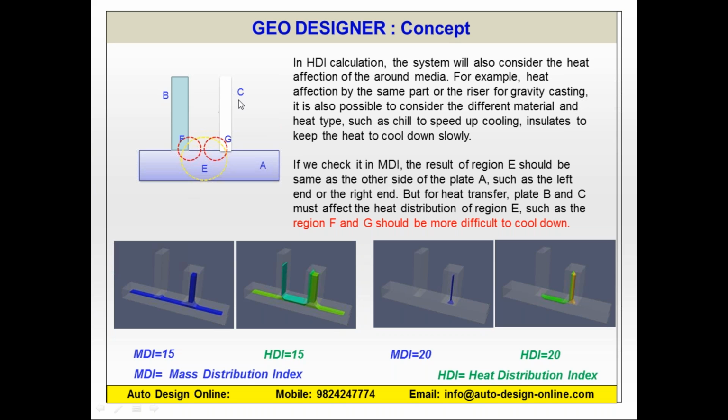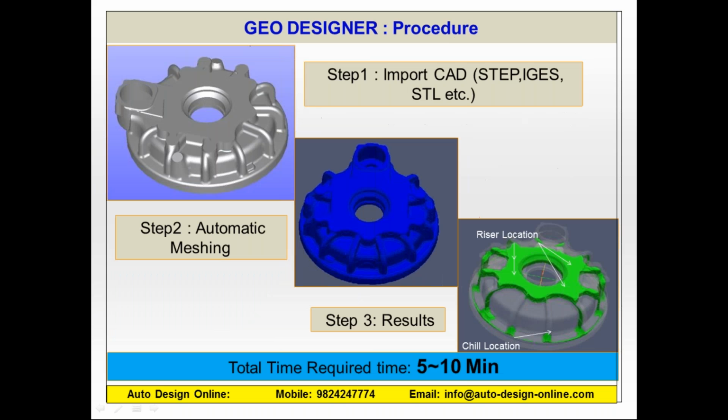As you can see here in this model, it is suggesting this blue region from the mass distribution index point of view, and it also indicates two other sides from the heat distribution index point of view. So we will see a practical casting part and analyze how we can do this. Now let's take this casting part inside the software, where you can see this casting part here. Once we import this casting part, we will do the meshing of it. This is completely automatic meshing. We will not require any expertise or know-how on the CAE or FEM side.